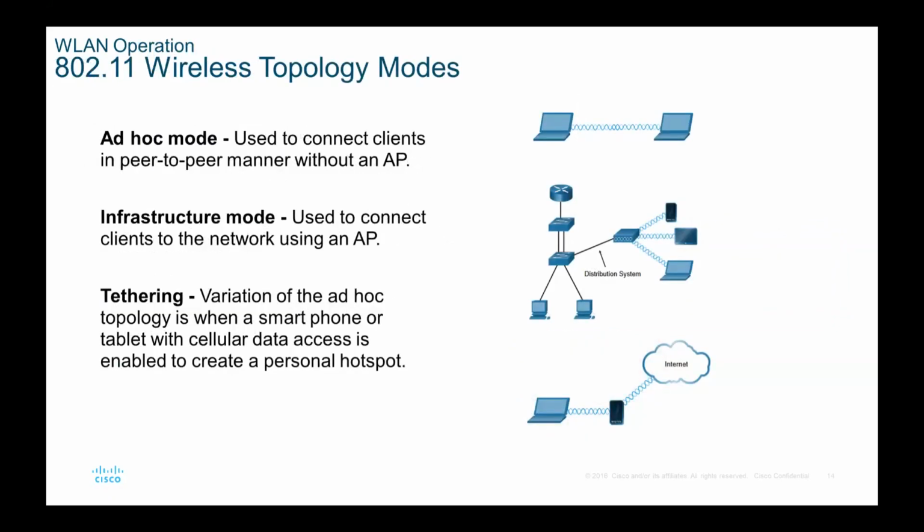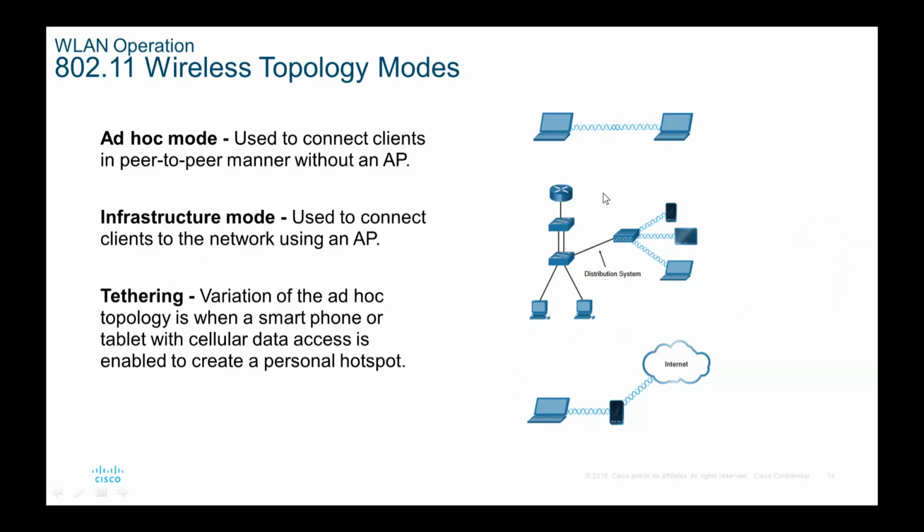Now, the topology modes that can be used in a wireless LAN are, first, ad hoc mode, where clients directly connect with each other in a peer-to-peer manner without any access point. This is called ad hoc mode. The infrastructure mode is where all the clients connect with the access point, which is then connected using a wired medium to the rest of the network.